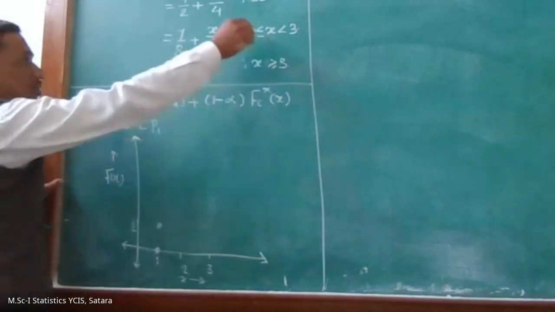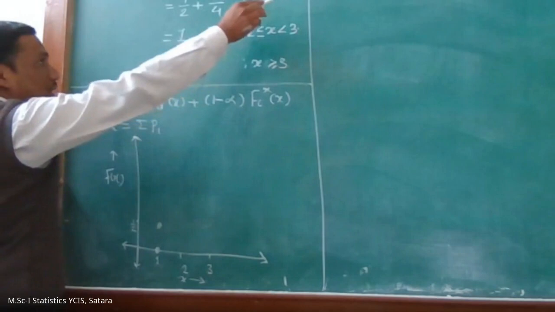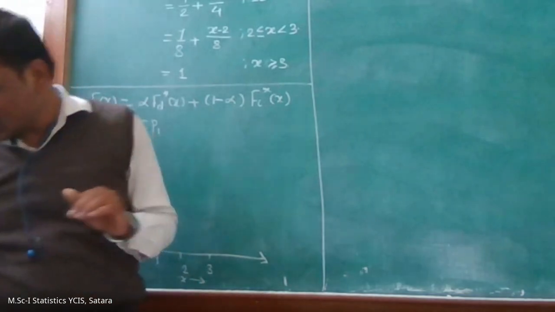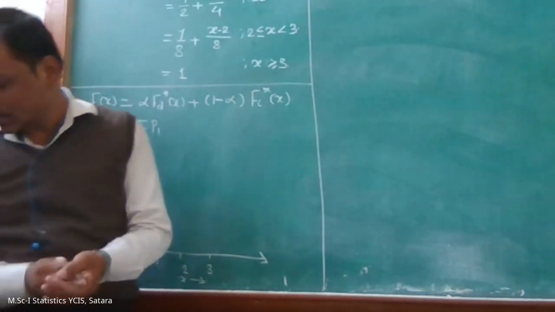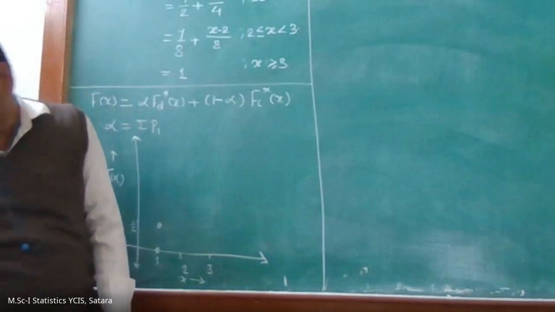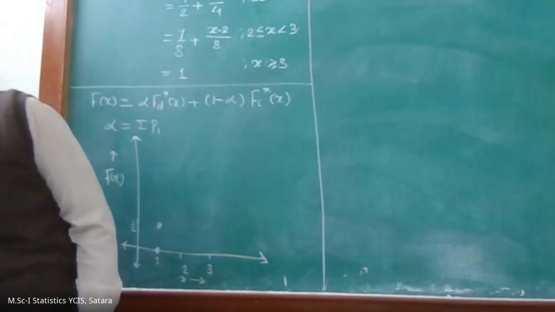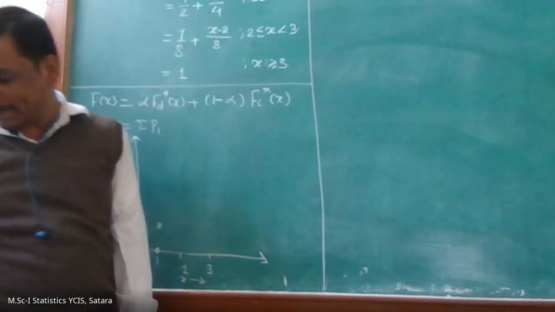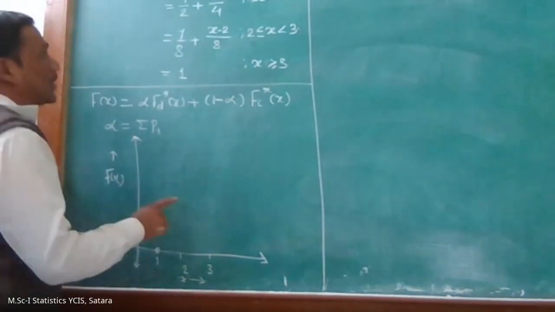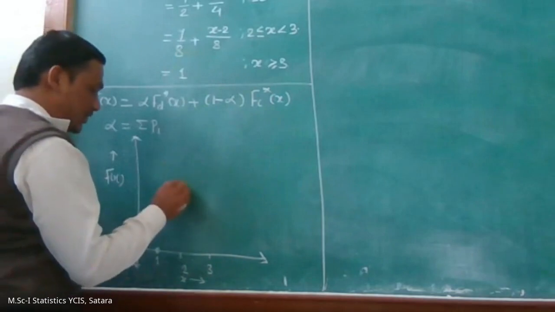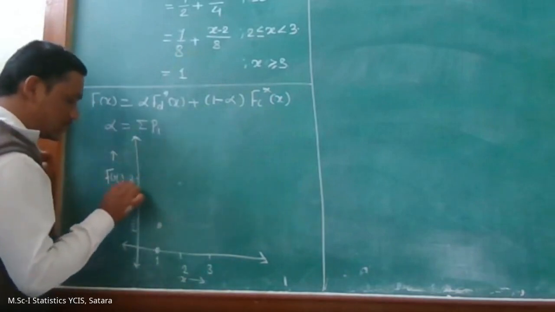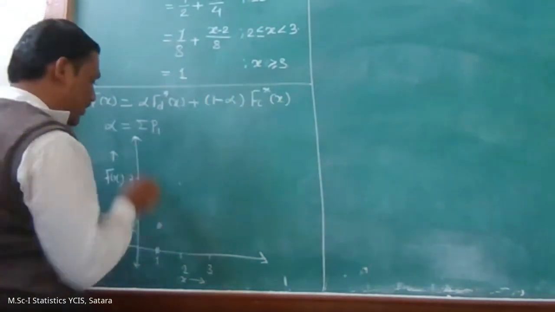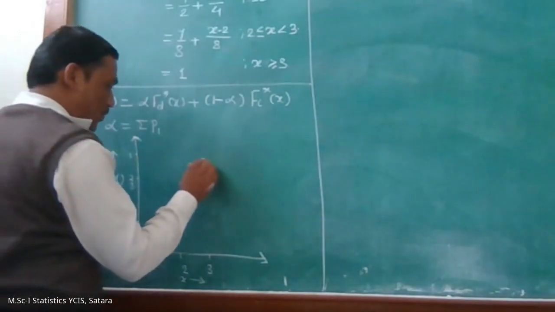Then if we substitute x equal to 2, the value is 7/8. So the value is 7/8, and for all values of x greater than or equal to 3, the value is 1.